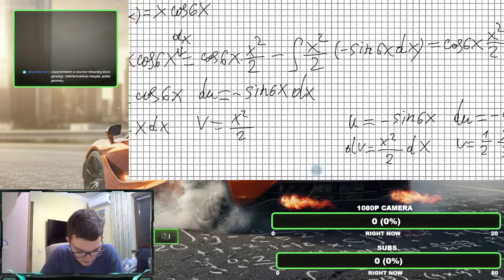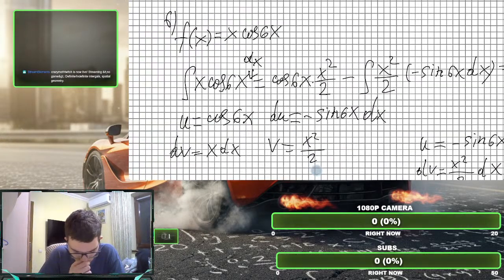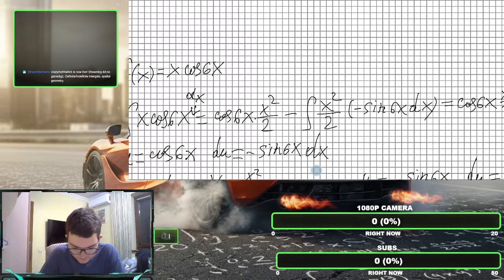So yeah, I should do this integration using integration by parts. And yeah, I think I made a mistake here. I should have gone for u as x. So yeah, I think that makes a difference. So let's go now with u as x. I'll try it now.